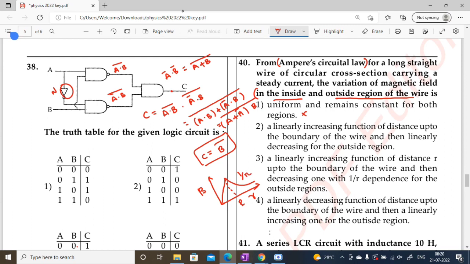This is the fact. This is a crux which we have to remember. So the third option will be correct. The second and third options are nearly equal, but in the third option they mention 1 by r very clearly. So of course, we have to choose only that option there, right?